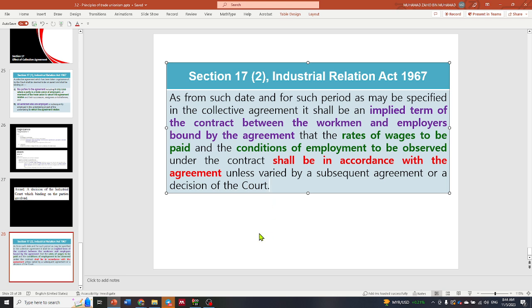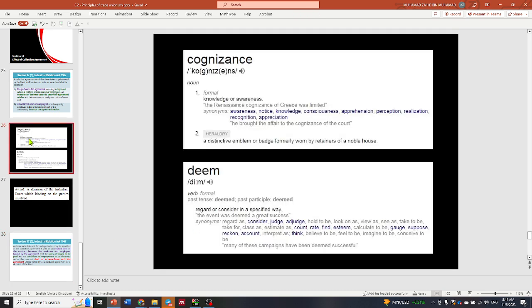Dah selesai. Bila online ni dia banyak yang one way lah. Susah pula saya nak buat jadi two way. Setakat ni ada soalan tak? Apa yang you tak faham? So cognizance tadi, awareness ataupun knowledge lah.